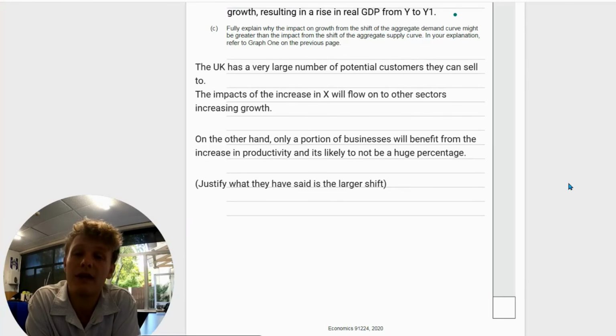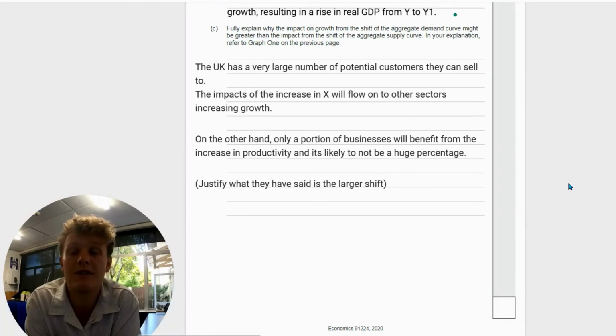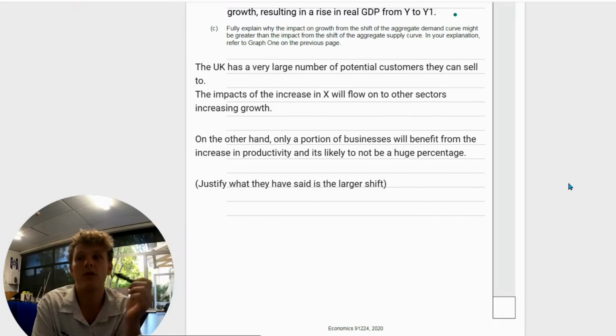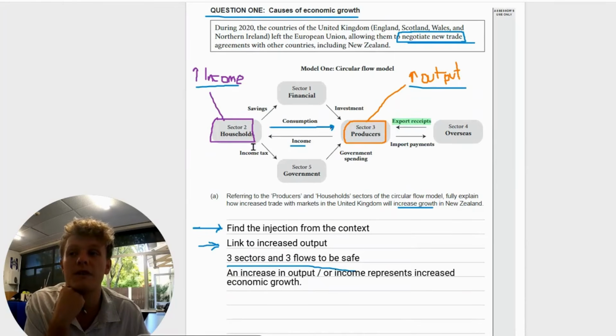So the answer here, and I've taken this from the resource marking material, is the UK has a very large number of potential customers they can sell to. So the impacts of the export receipts increasing will be large because we can sell to a lot more customers. Then a second reason is the impacts of the increase in X will flow into other sectors. So just referencing back to that circular flow model, let's scroll up to it. The money will flow through the export receipts, and then the benefits will be multiplied as it flows into the market.